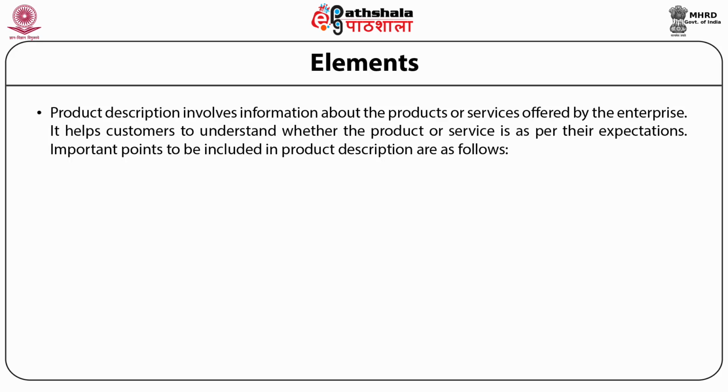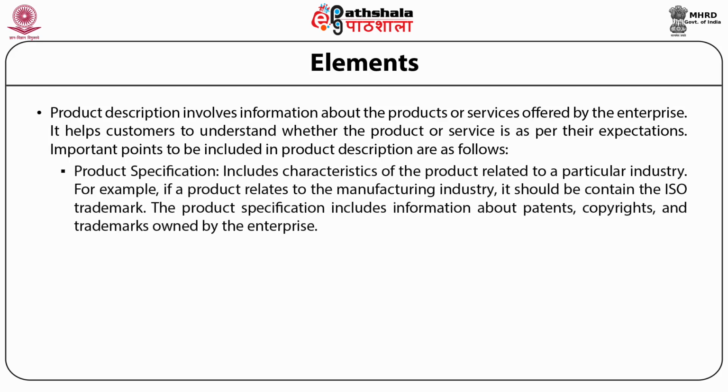Important points to be included in product description are as follows. Product specification. It includes characteristics of the product related to a particular industry. For example, if a product relates to the manufacturing industry, it should contain the ISO trademark. The product specification includes information about patents, copyrights, and trademarks owned by the enterprise.